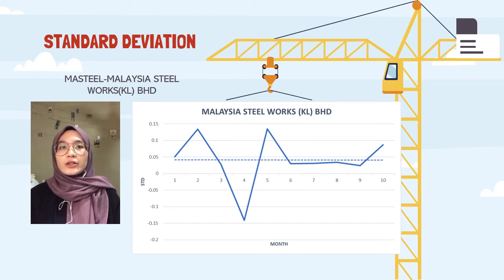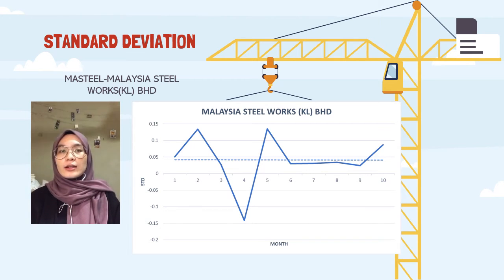The standard deviation of Masih Berhad on January was 0.050951 and rose on February by 0.13438. Nonetheless, the trend subsequently dropped until April by negative 0.14073, which more reliable but lower return from the market.